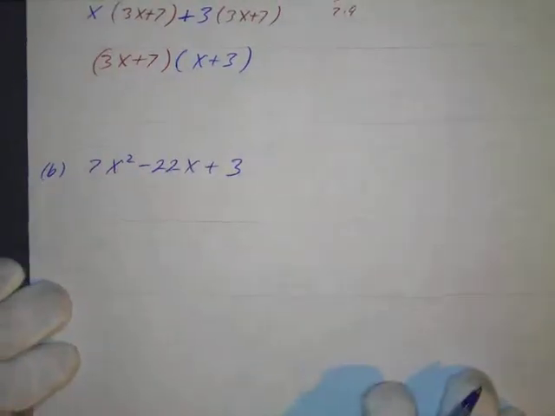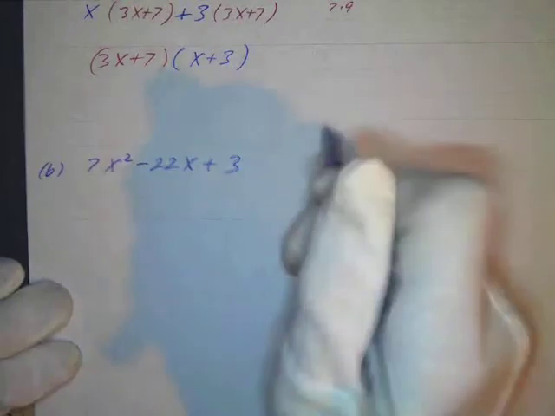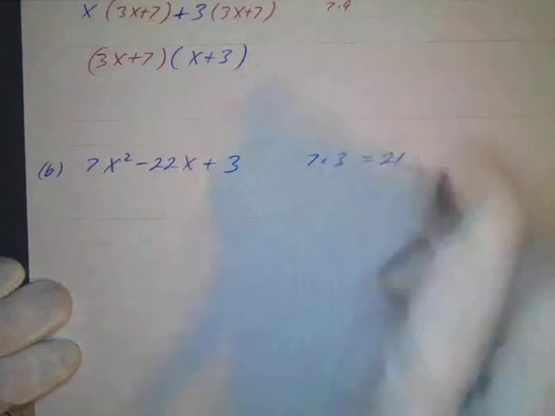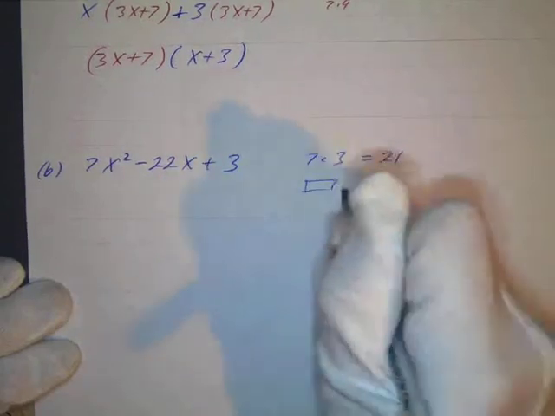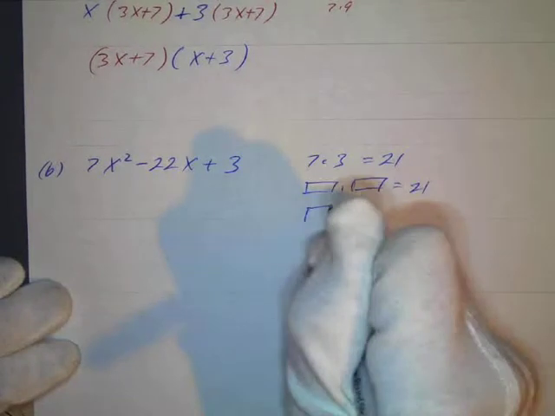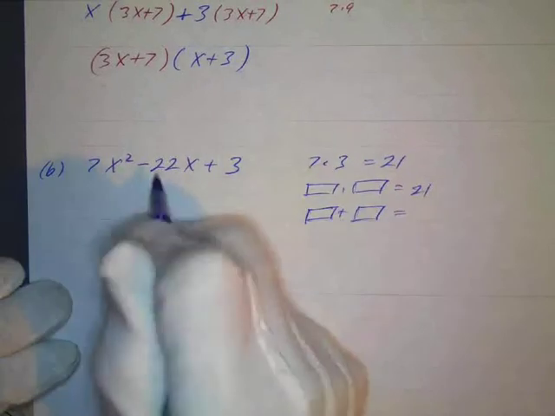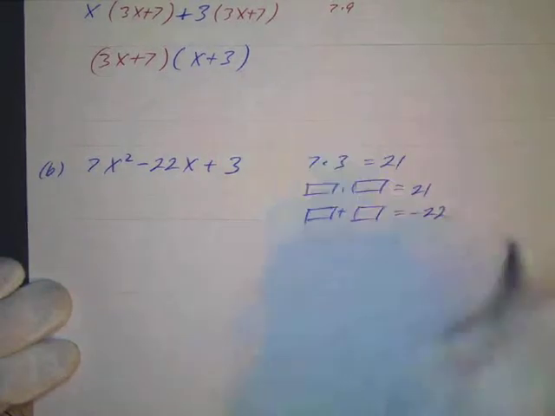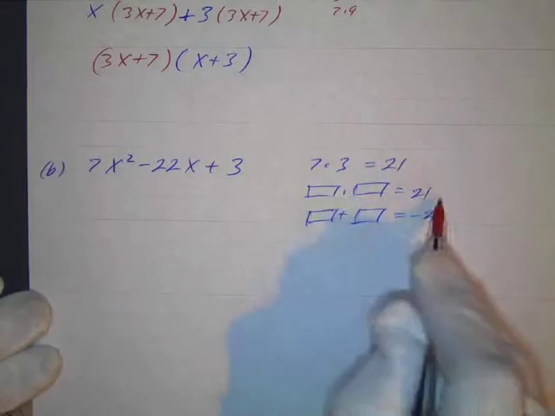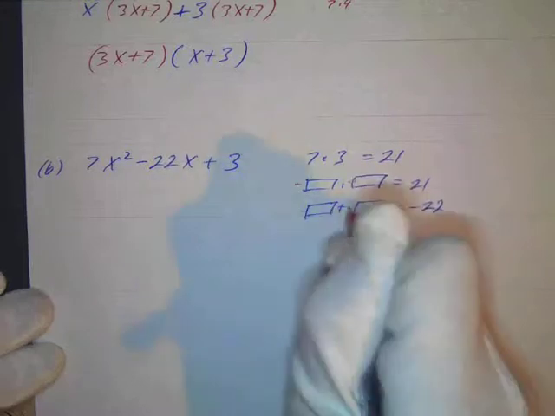Okay, so we're going to multiply again the leading coefficient times the constant term. That's going to be 7 times 3, so that's going to be 21. So we're looking for two numbers that multiply to give 21, but they have to add up to be negative 22. So if they multiply to give a positive, their signs would be the same, but if they add to be negative, they've both got to be negative. So I'll put my signs in both negatives.